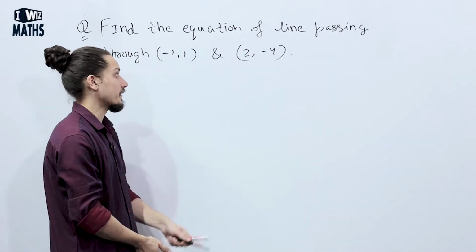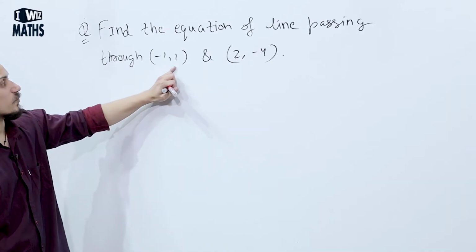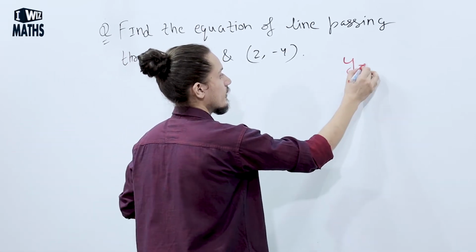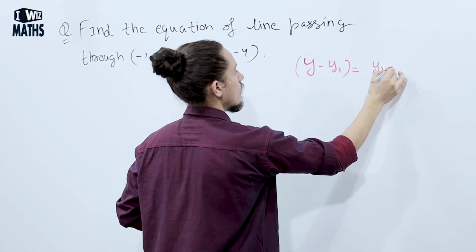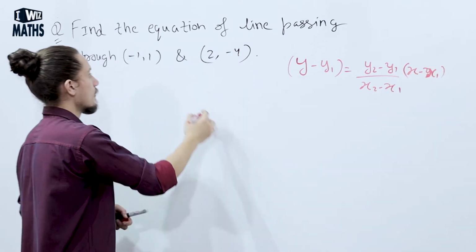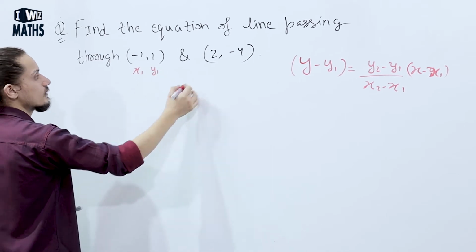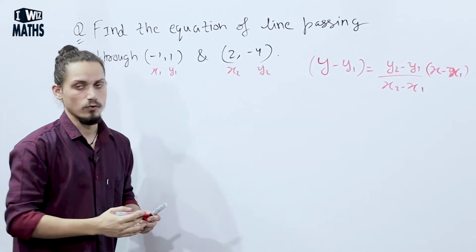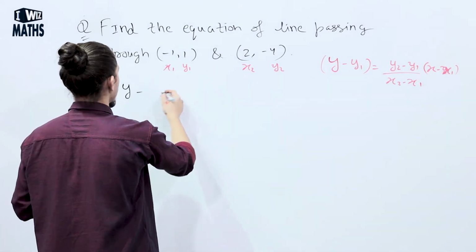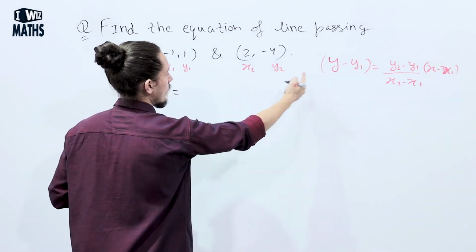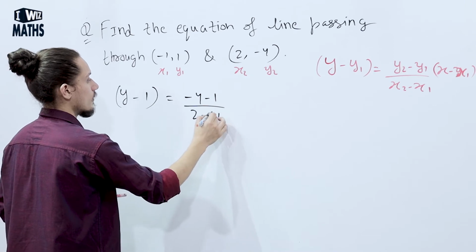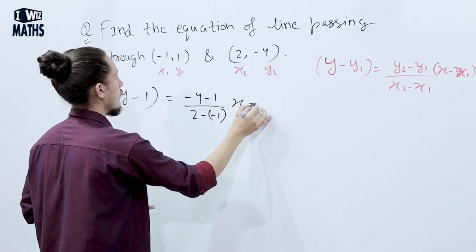In this example, we have to find equation of line which is passing through 2 points, (minus 1, 1) and (2, minus 4). Since there are 2 points given, we'll use 2-point form. And 2-point form is y minus y1 is equal to (y2 minus y1) upon (x2 minus x1) into (x minus x1). Okay, अब यहाँ पे हमारे पास x1 is minus 1 and y1 is 1, x2 is 2 and y2 is minus 4. हमारे पास सारे components हैं. Using them in this formula, we get y minus 1 is equal to (minus 4 minus 1) upon (2 minus of minus 1) into (x minus x1). x1 is minus 1.